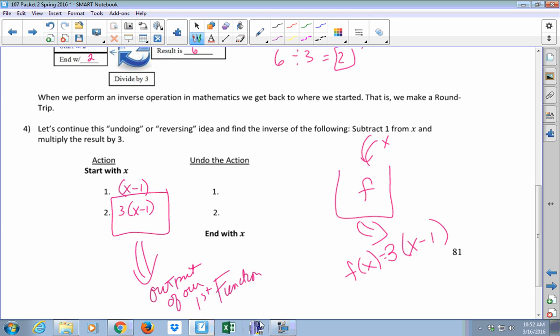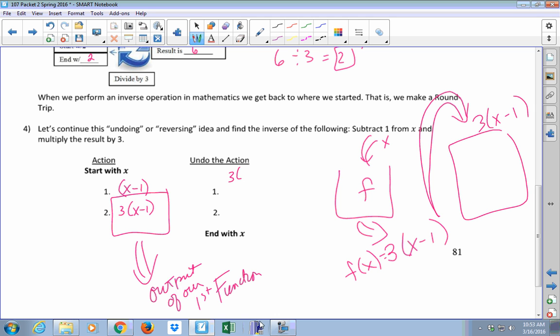Now we're taking the output and we're going to undo it. That sounds just like a composition of functions. I'm taking the output from my first function and I'm going to undo it. And the way I undo it is I undo the last thing I did. The last thing I did here was multiply by 3. So the first thing I'm going to do with that output is divide it by 3. I'm undoing the last thing I did. That now leaves me with x minus 1.